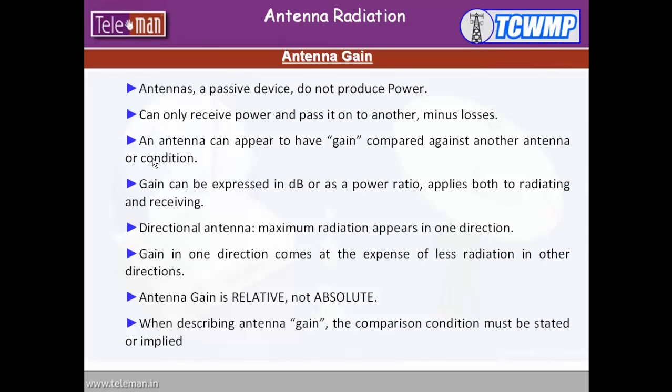We are using different types of antennas. In that, normally we use directional antennas for mobile telephony. Directional antennas have maximum radiation in one direction. Gain in one direction comes at the expense of less radiation in other directions. Antenna gain is relative, not absolute. So normally we always find the gains in relation to isotropic antennas. When describing antenna gain, the comparison condition must be stated or implied.